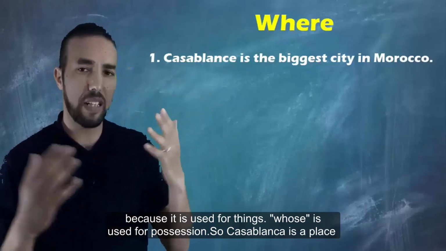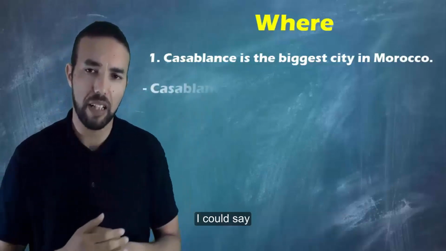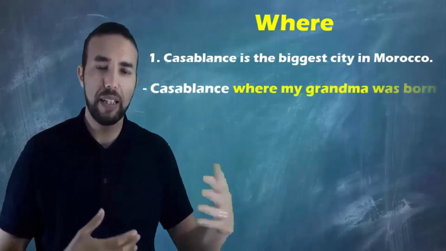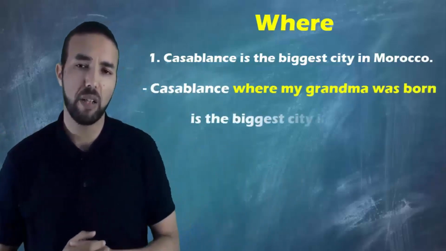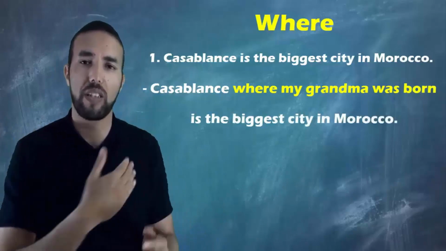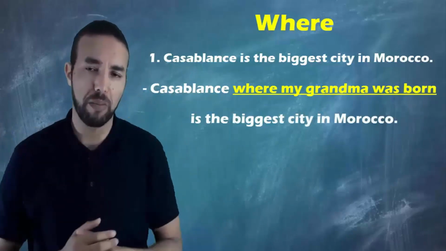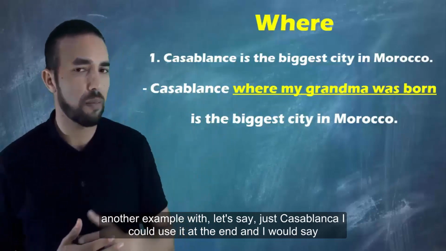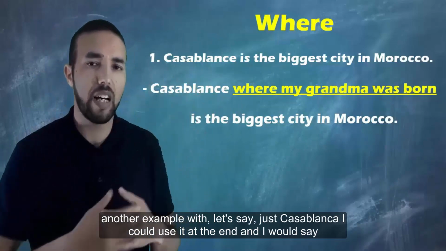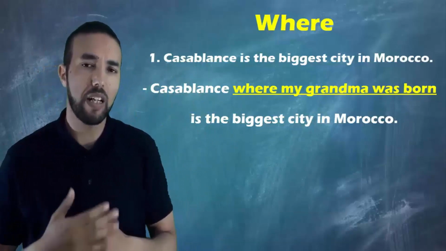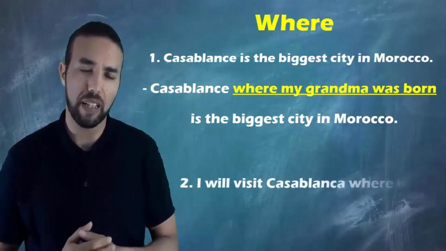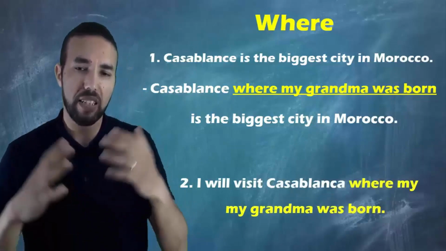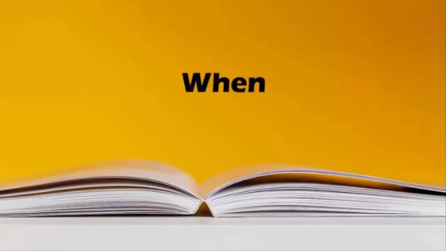So Casablanca is a place. I could say Casablanca, where my grandma was born, is the biggest city in Morocco. The relative clause is where my grandma was born. Another example, I could use it at the end and I would say I will visit Casablanca where my grandma was born. That's in brief how we use where.